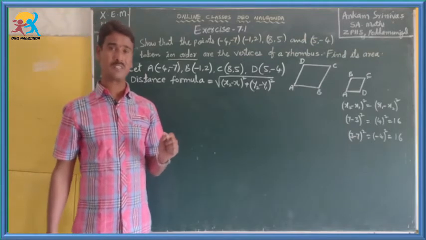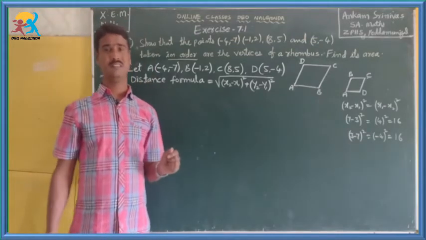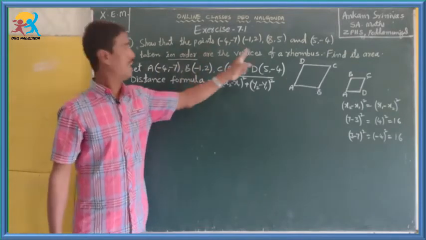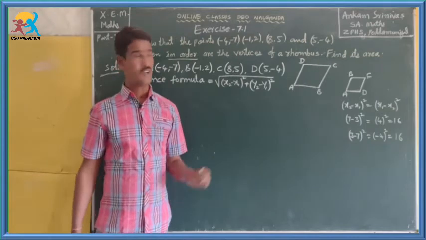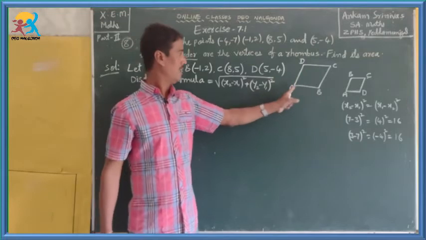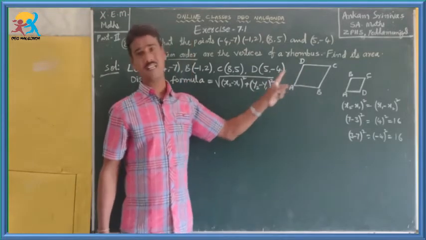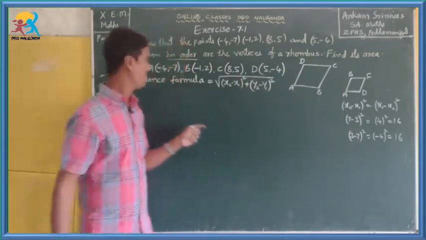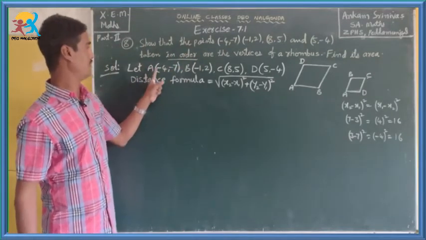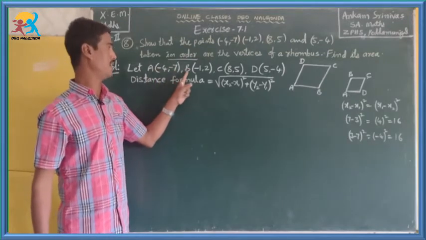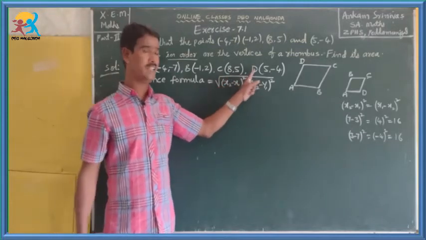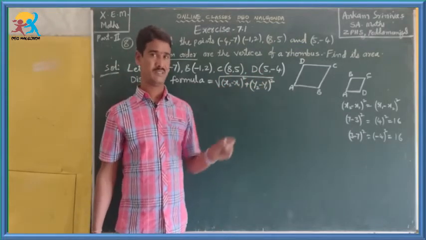If the lengths of all 4 sides become equal, then the given points form a rhombus. So, to prove the rhombus, we have to prove that the lengths of the 4 sides are equal. Now, I assign the given points as A(-4, 7), B(-1, 2), C(8, 5) and D(5, -4).